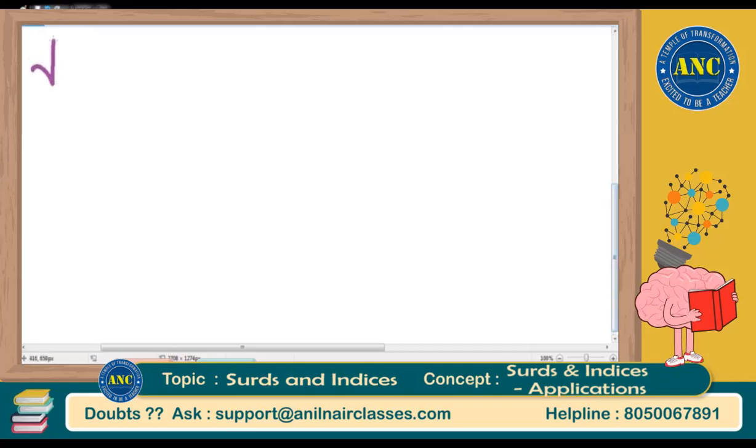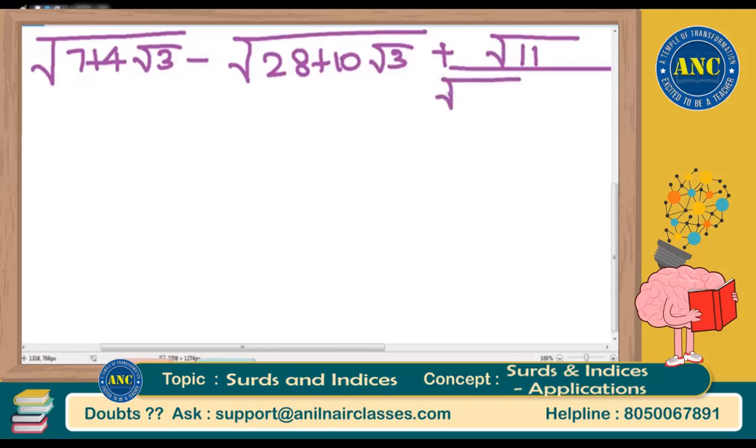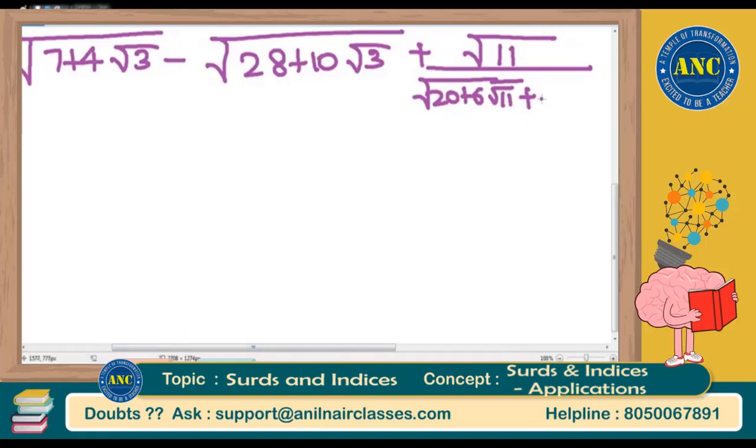See here. Suppose your question is (square root of 7 plus 4 root 3 minus square root of 28 plus 10 root 3) plus square root of 11, divided by square root of 20 plus 6 root 11 plus square root of 20 minus 6 root 11. Now listen carefully. This entire expression I need to simplify. You will take 10 steps or 8 steps solving by the textbook method, which I will solve in 2 steps.